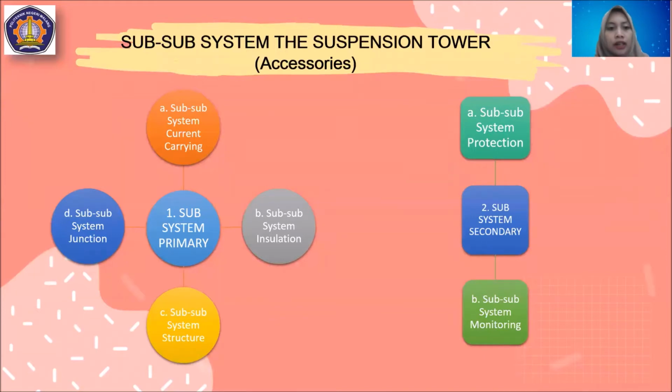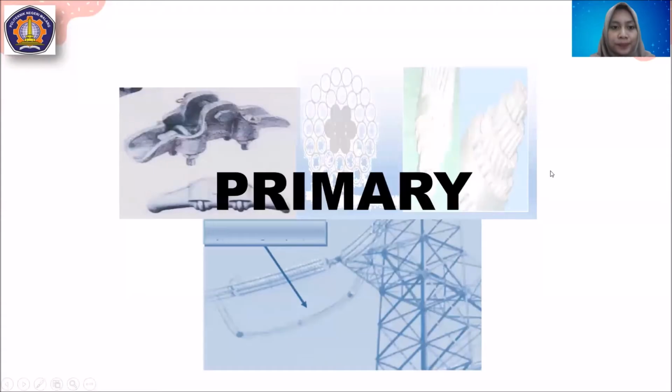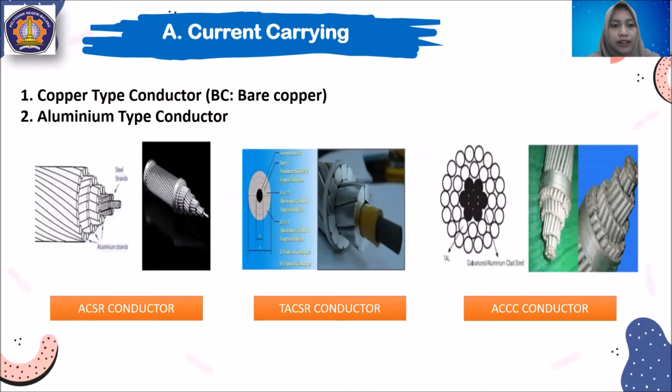And then subsystem of the suspension tower or accessory of the suspension tower. There is subsystem primary. This is subsystem primary. There is A, subsystem current carrying, B, subsystem insulation, C, subsystem structure, and D, subsystem junction. And then subsystem secondary, there are subsystem protection and subsystem monitoring.